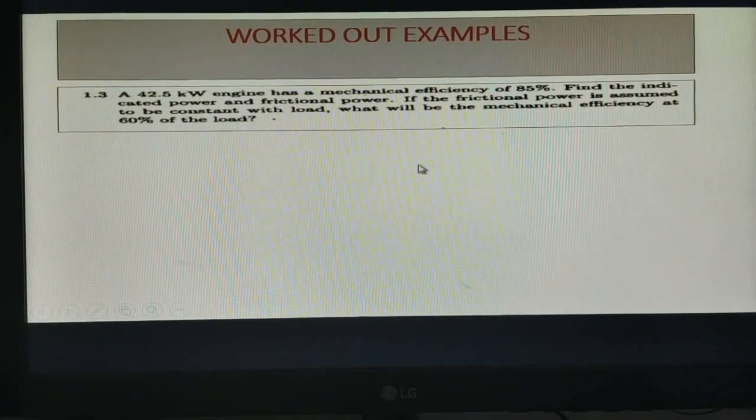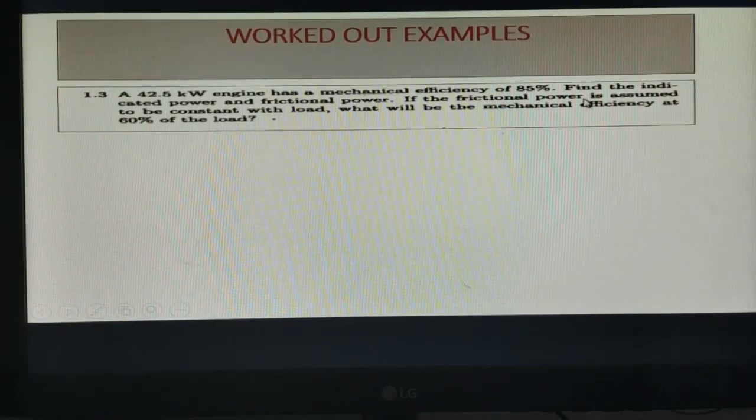Now this is the next numerical. A 42.5 kilowatt engine has a mechanical efficiency of 85%. So this 42.5 kilowatt is the brake power that is developed by the engine, which has a mechanical efficiency of 85%. Find the indicated power and friction power. So we have to find out the indicated and friction power.